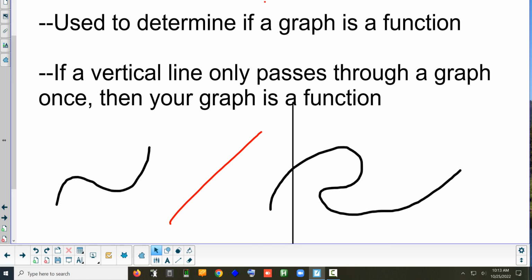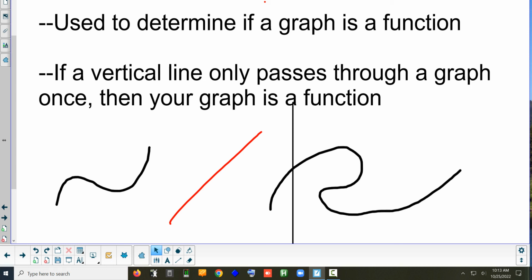So if I put it right there, it looks like it only hits once. Does that mean this is a function? You think, Brady? No. No, why not? Because you're not flowing through it yet. Yeah, I have to go all the way through. Not just does it hit it in one spot somewhere, does it only hit one spot everywhere?